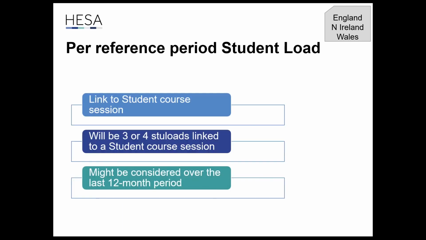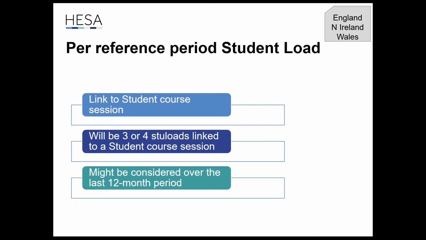And I will explain what the two methods are. The per reference period StuLoad, which is that entity, is applicable for England, Northern Ireland and Wales only. It links to the student course session. The reason it's sitting off its own entity is that you can return it potentially 3 or 4 times. For every reference period that the student course session spans across, you would return an FTE to show what that is over that period of time. I've got an example towards the end of my section, which will hopefully show you what I mean by that.